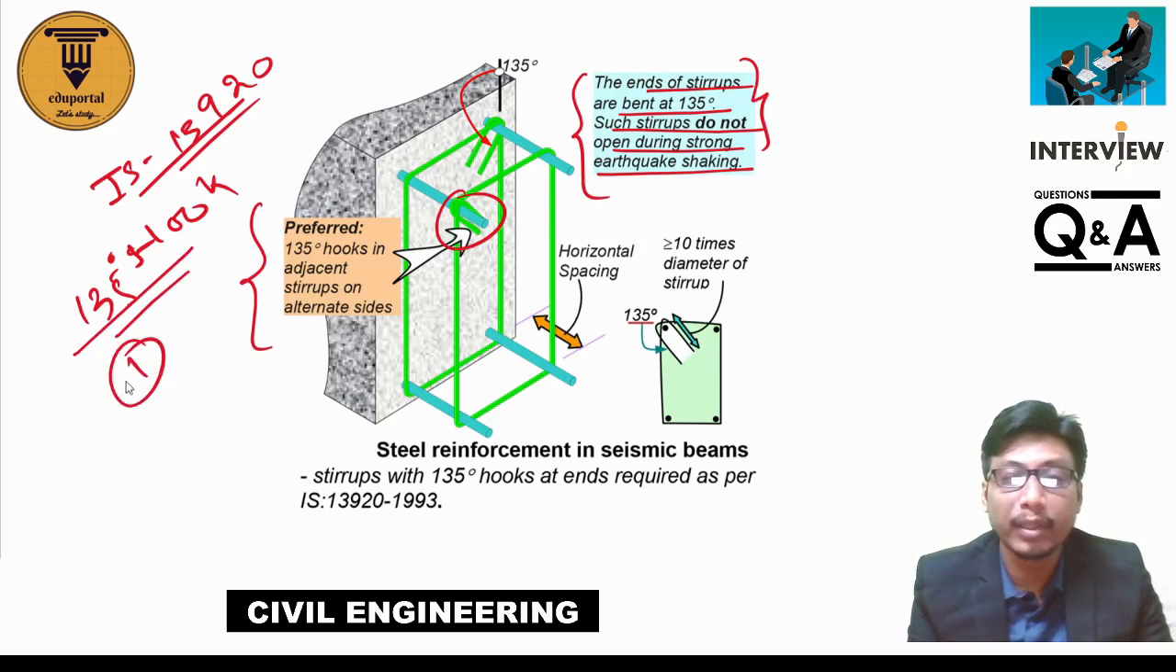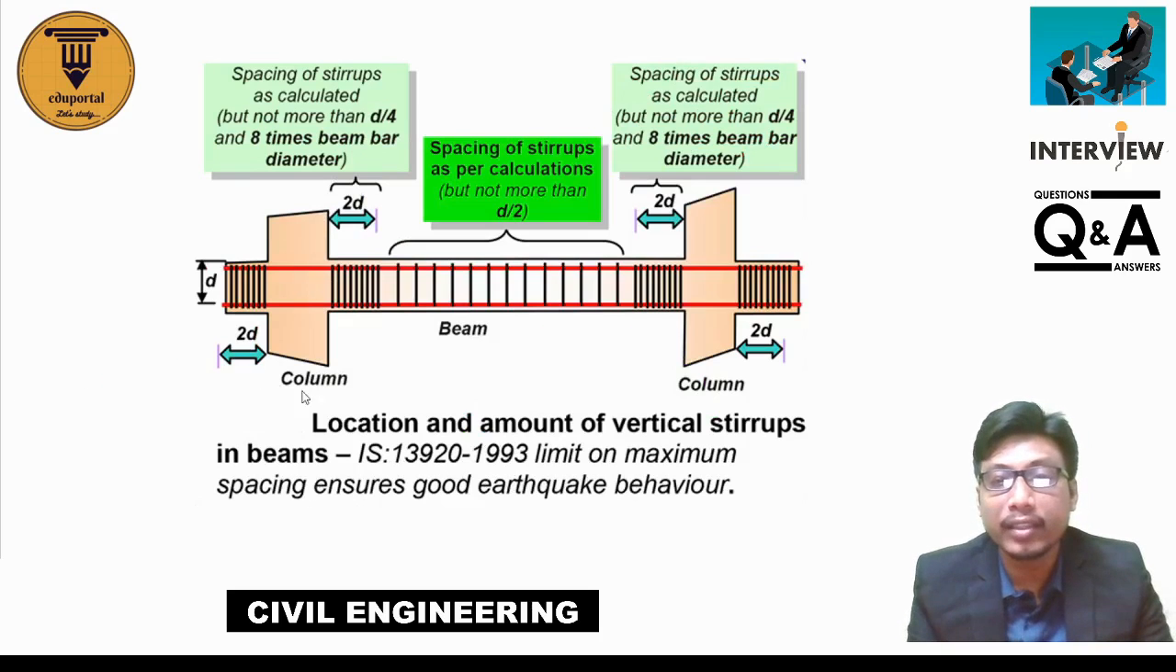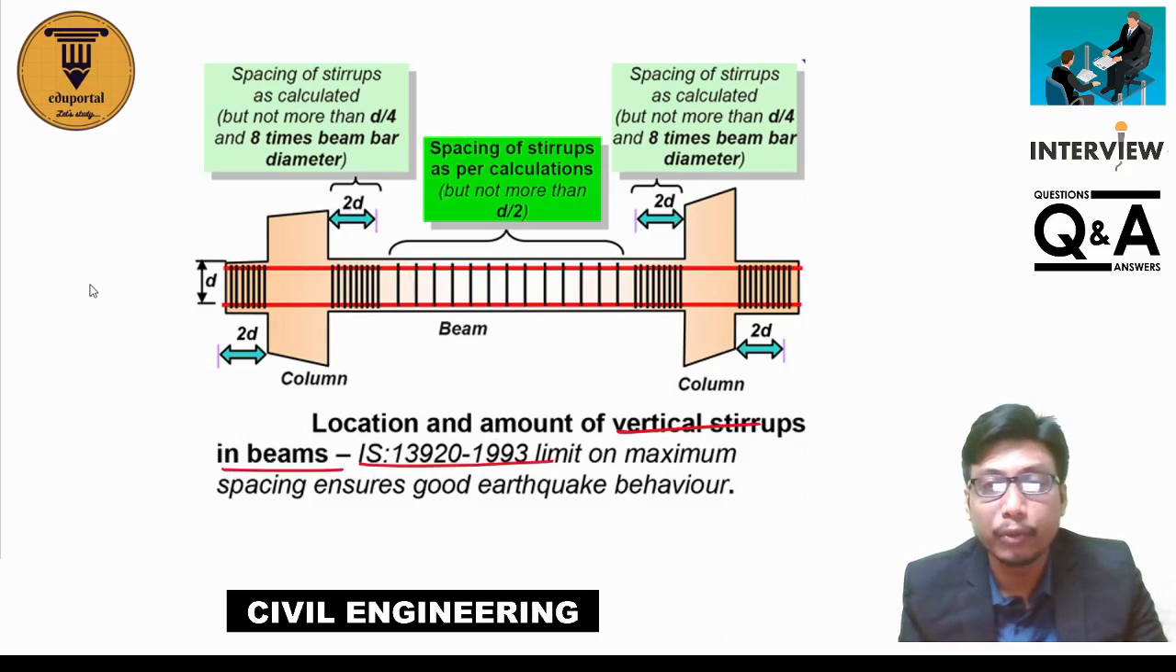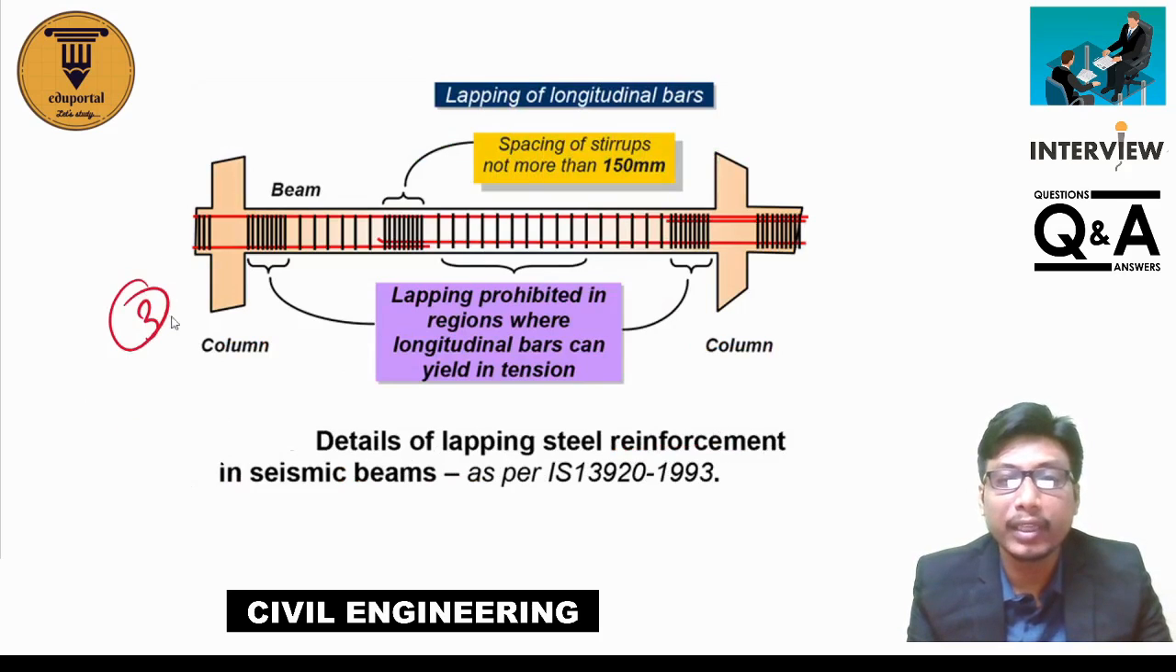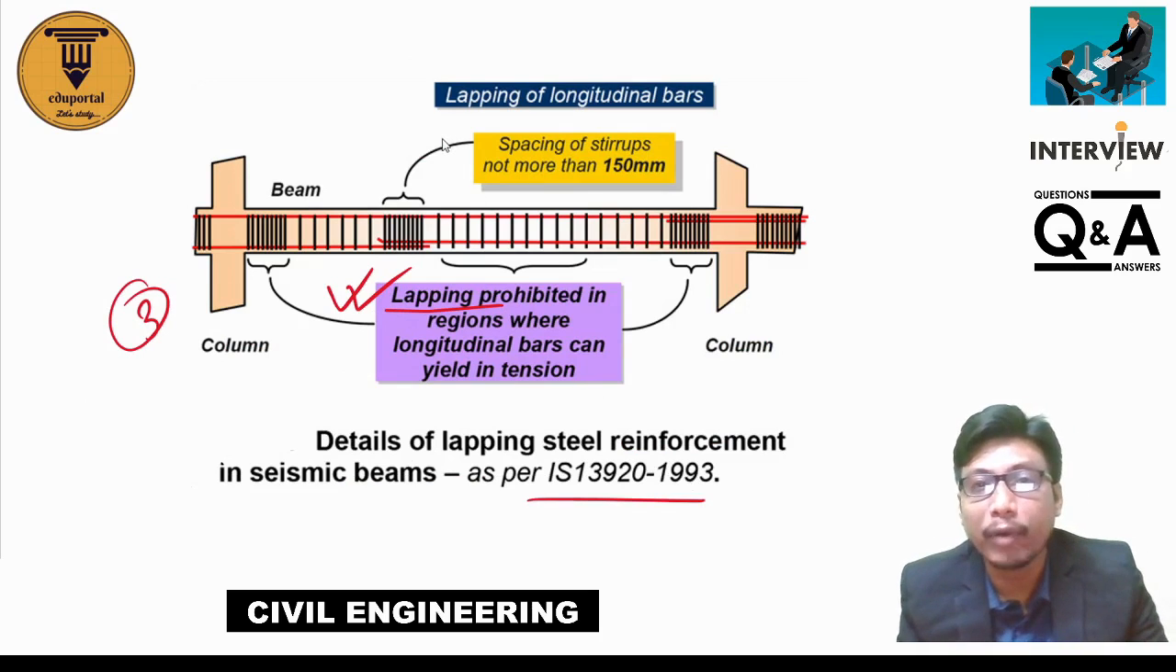This is number one specification, and the second one is the specification for vertical stirrup. What will be the spacing of vertical stirrups? You can find it in 13920, and I'm not going into detail about the specification because you will find everything in 13920. I'm just telling you what to study. So number two is vertical spacing, and number three is the lapping specification, which you can also find in 13920.